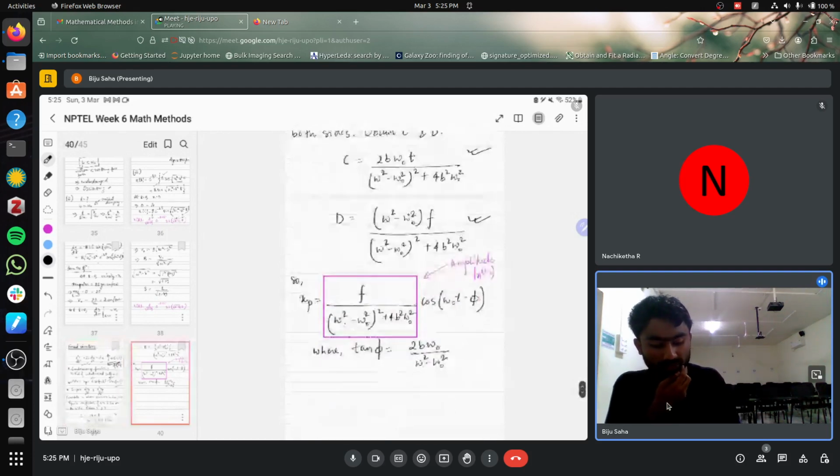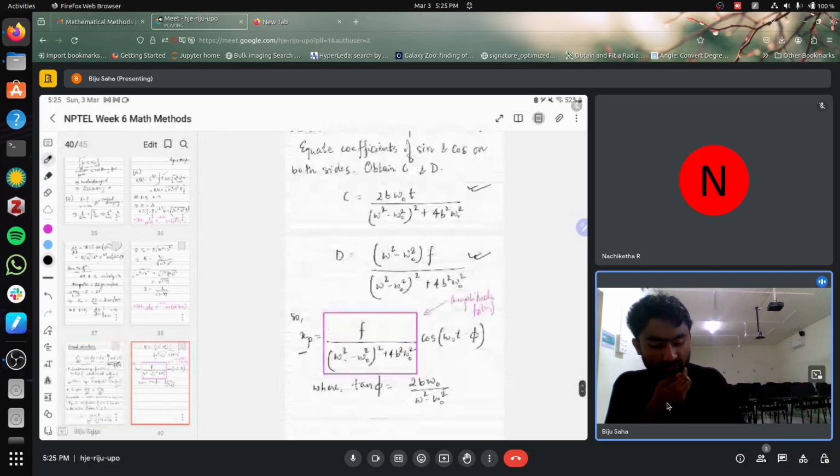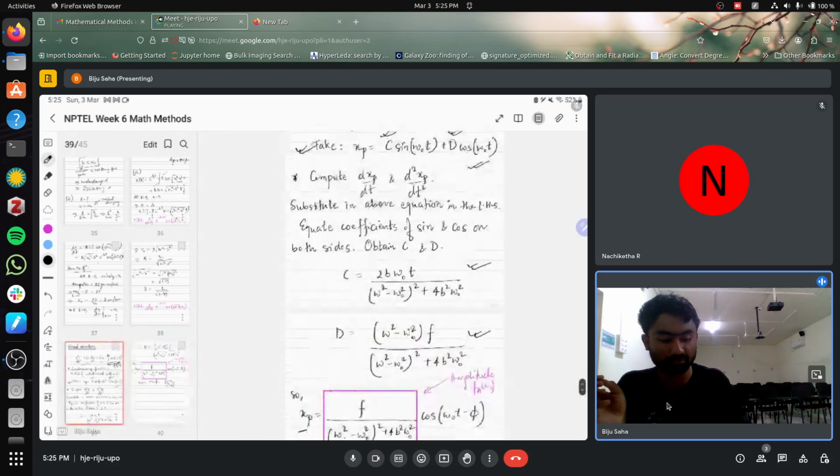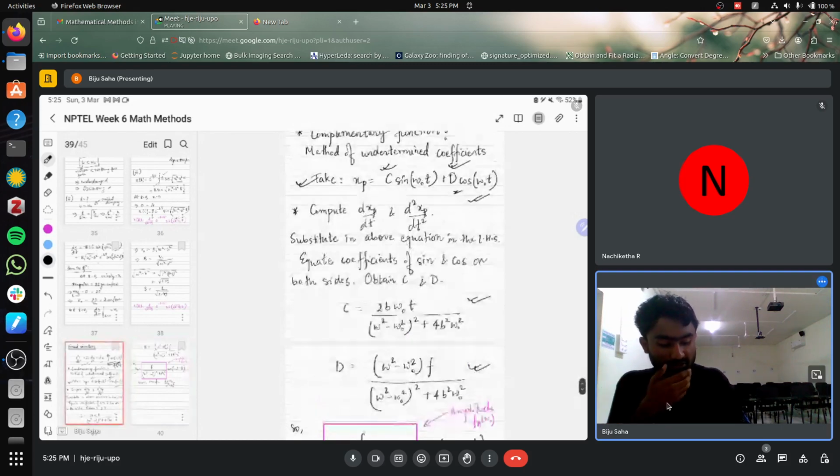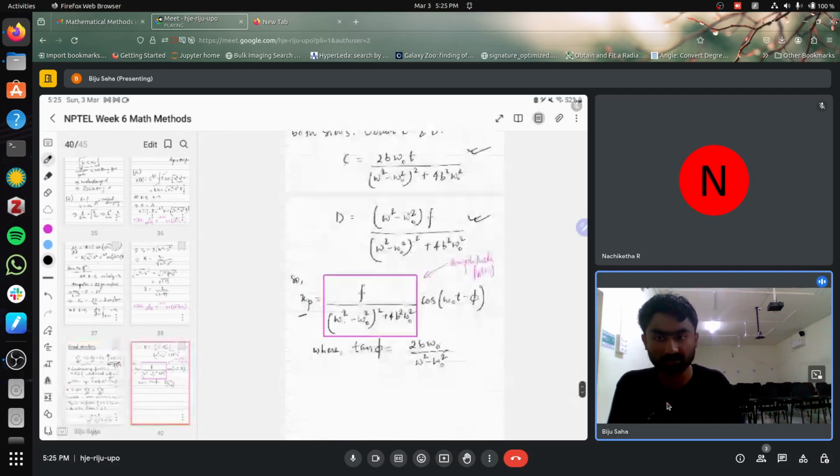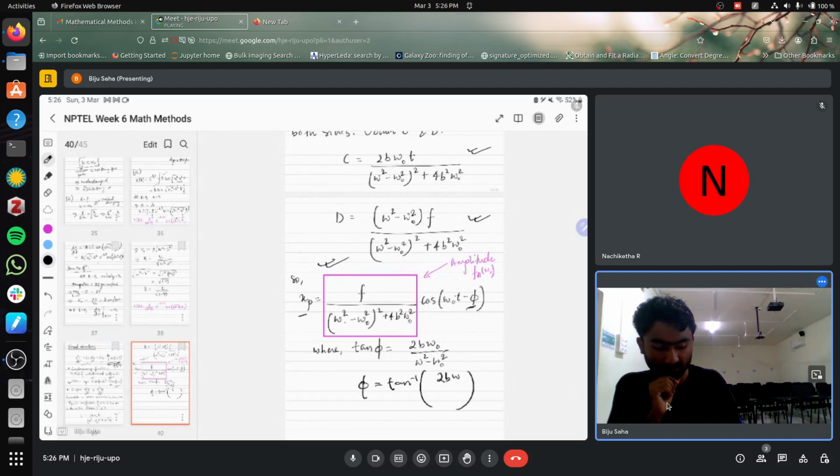So the total particular solution, once we substitute c and d here and perform some mathematical manipulation, this is how the resultant particular function looks. This part is known as the amplitude of the function, and this is the phase factor. The phase factor is given by phi equal to tan inverse of this entire thing, and this is the amplitude.